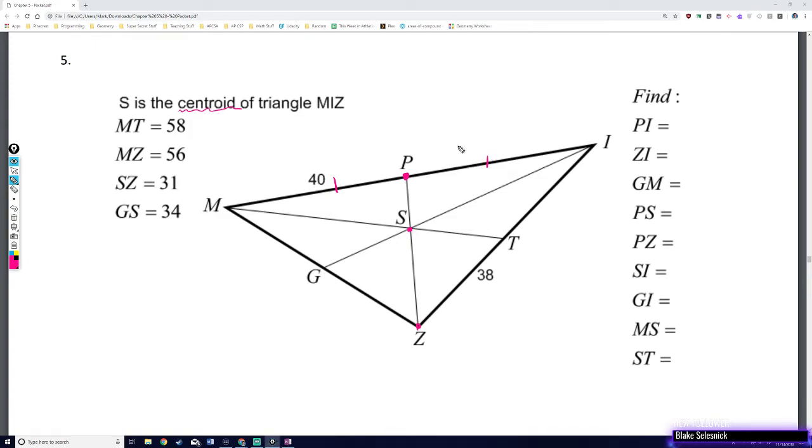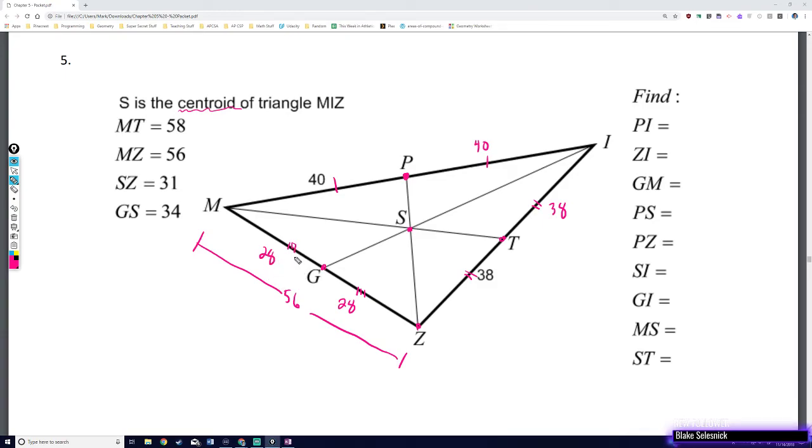So again, if that's 40, I can just mark it right now while I'm at it. That means T would have to be a midpoint. So if this is 38, then that's 38. I'll mark it as I go. G has to be a midpoint because it's a median. And actually, I do know MZ is 56, which means, again, half of this, it's going to be 28 and 28. So I'm getting stuff done without even worrying about it now.